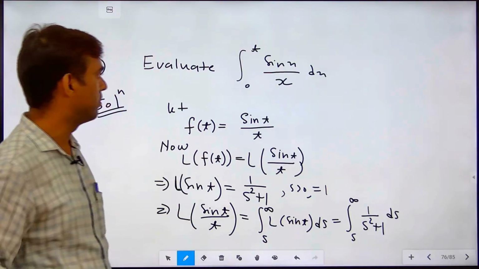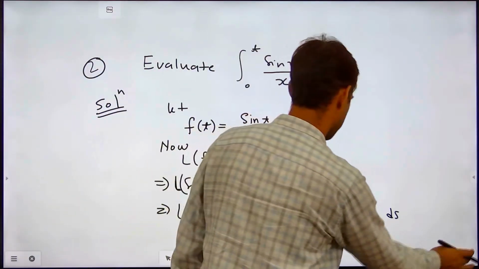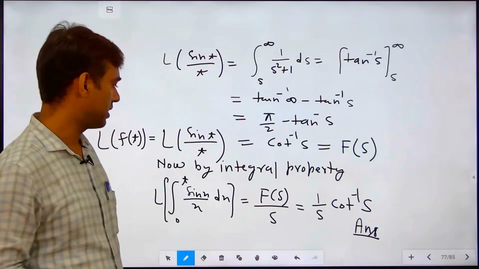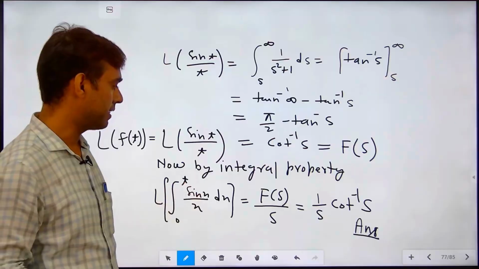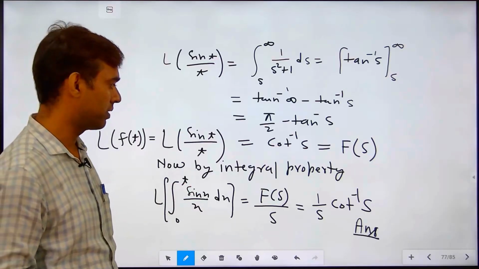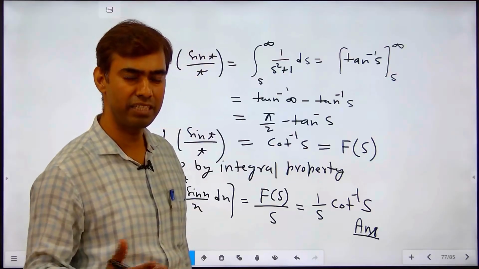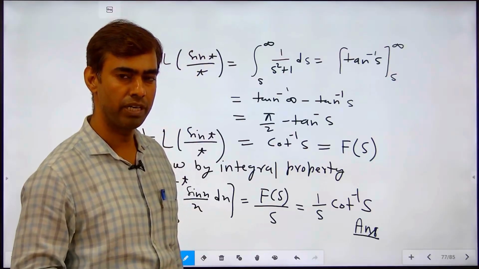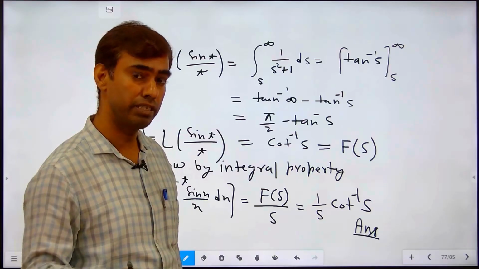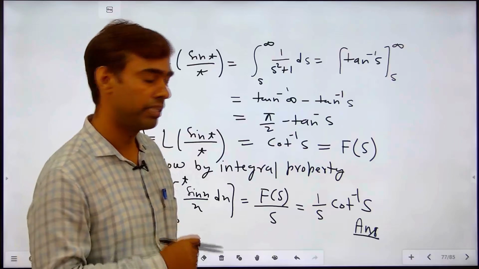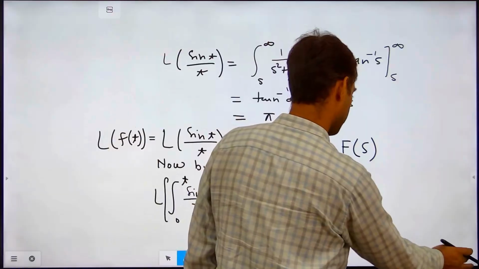The answer to evaluating the integral from 0 to t of sin x upon x dx is: its Laplace transform is 1 upon s cot inverse s. This is an application of the integral property of the Laplace transform. It shows how we find the Laplace transform of the integral of a function if we have the Laplace transform of that particular function.